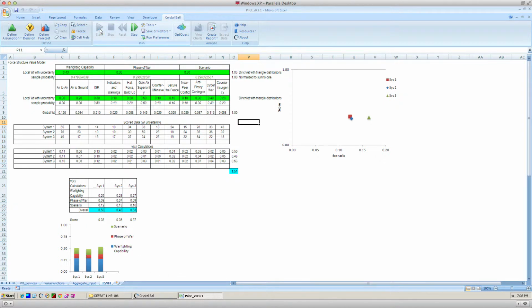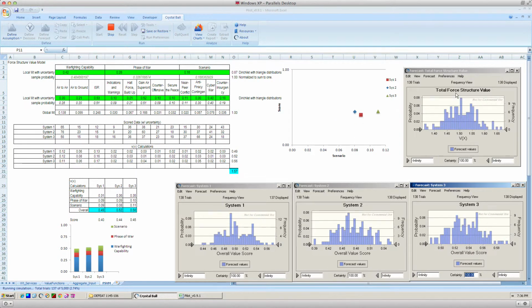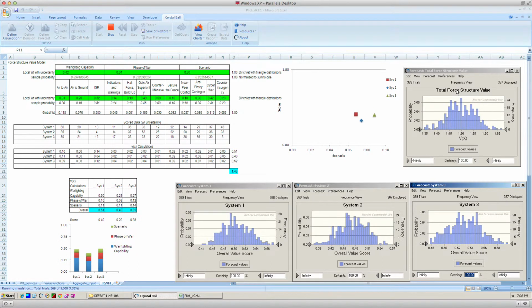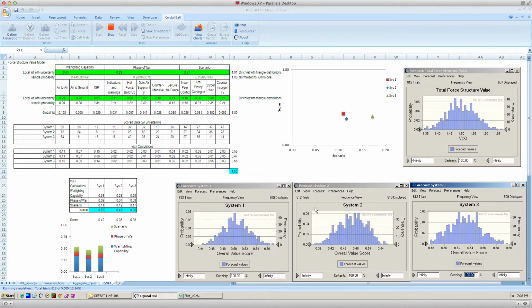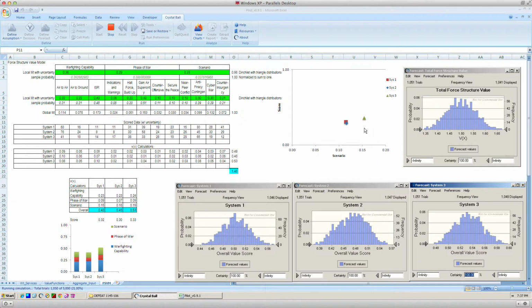Okay, so I'm going to go ahead and run the simulation. Let's see what we have here. One of the first things we notice is the total value for the force structure. It's the sum of all 3 systems in the entire portfolio and their overall value. Down here we have how system 1, system 2, and system 3 are performing. In this graph, it's interesting to see how things move around in the simulation: sometimes system 1 outperforms system 2, and sometimes system 2 outperforms system 3, but almost in every case it seems like system 3 is outperforming 1 and 2.